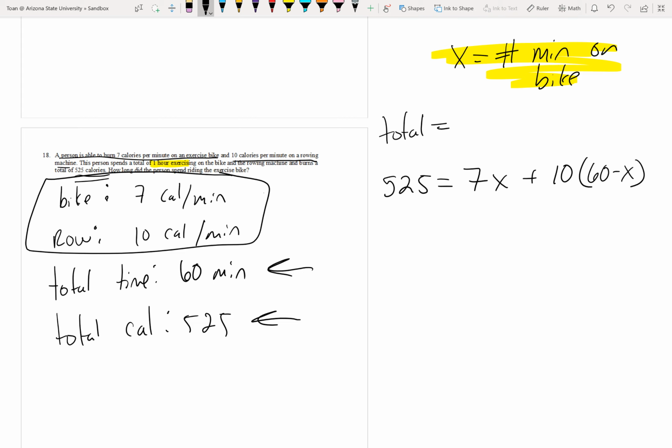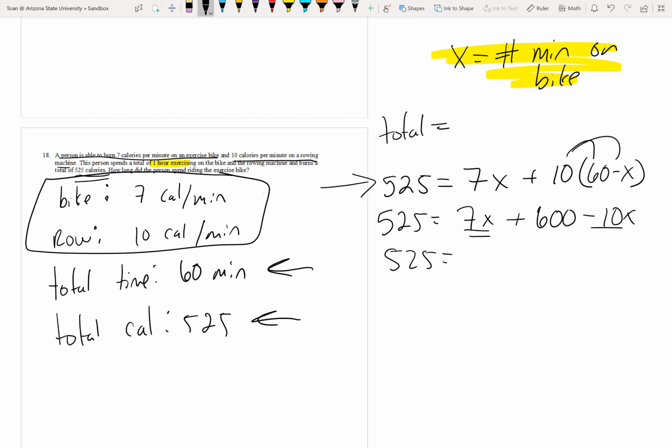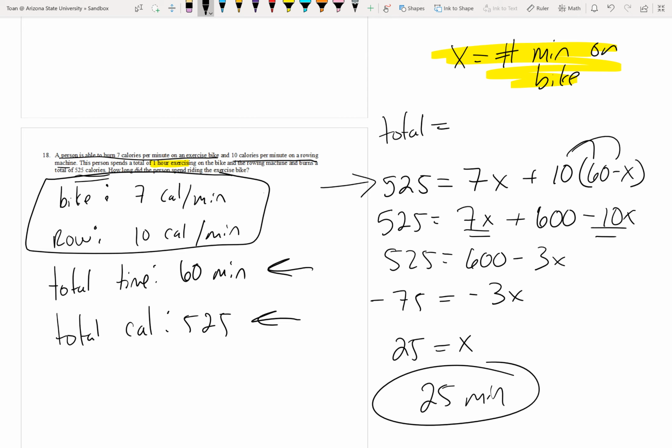This is the equation that we're solving. So just go ahead and solve that guy like a regular linear equation. I'm going to distribute the 10. So that's 600 minus 10x. Combine like terms. So that's 525 equals 600 minus 3x. Subtract the 600, that's negative 75 equals negative 3x. Divide out the negative 3, and you get x equals 25. So 25 minutes is how long we spend on the bike.